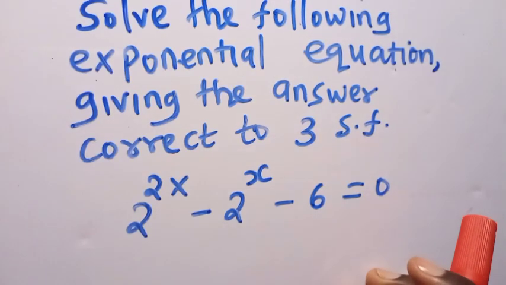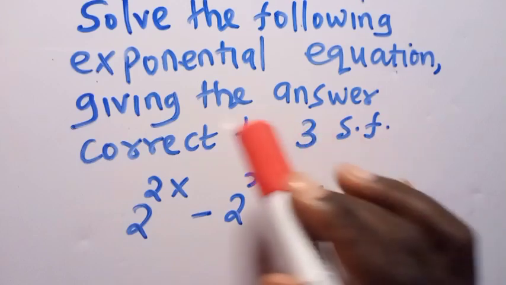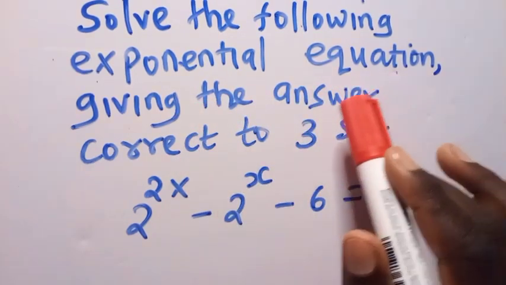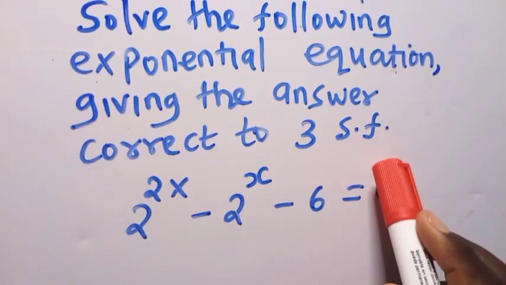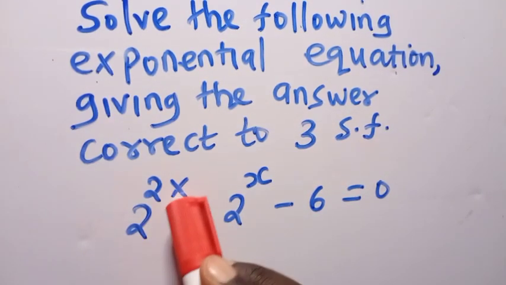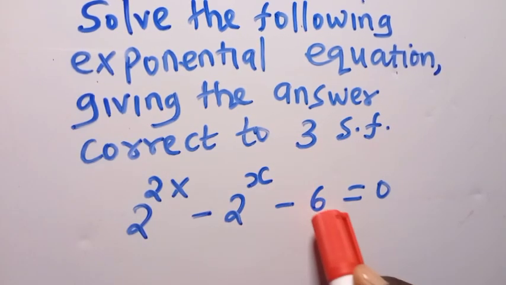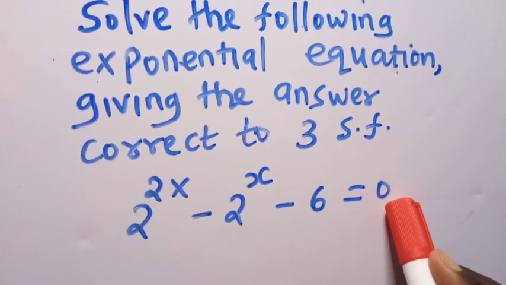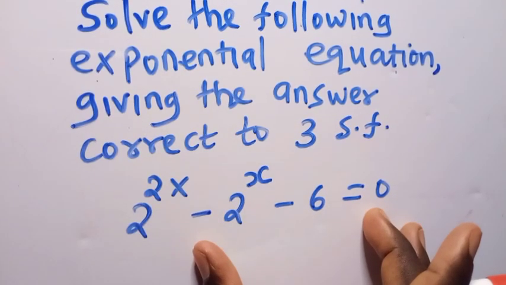Ladies and gentlemen, I want us to have a look at this question. The question is, solve the following exponential equation, giving the answer correct to three significant figures. We have 2 raised to 2x minus 2 raised to x minus 6 equals 0. Now, how do we solve this exponential equation?